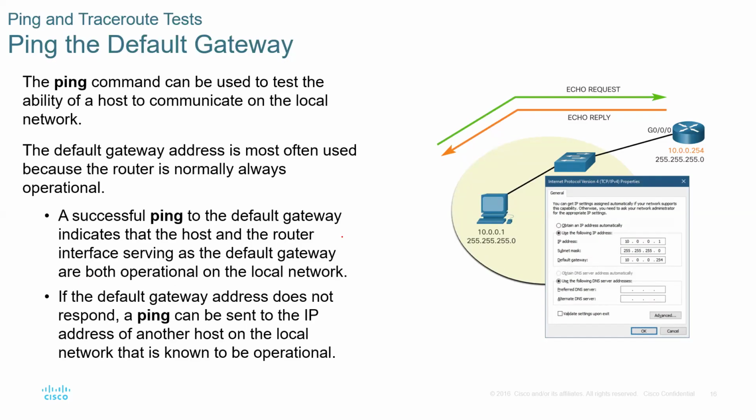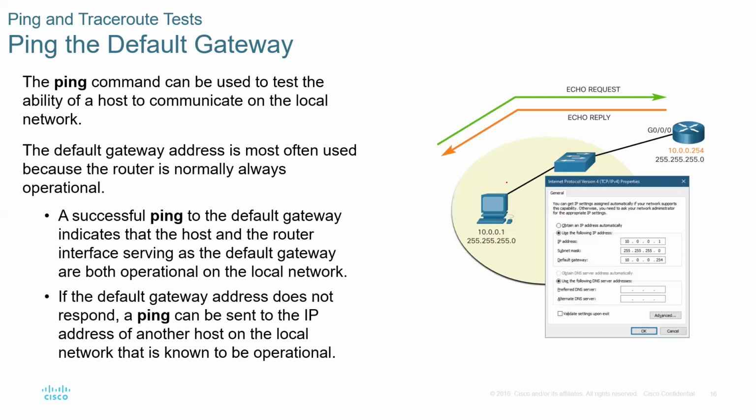So the ping command can be used to test the ability of a host to communicate with the local network. The default gateway address is the most often used because the router is normally always operational. So a successful ping to the default gateway indicates that the host and the router interfaces serving the default gateway are both operational on the local network. If the default gateway address does not respond, a ping sent to the IP address of another host may not be operational.